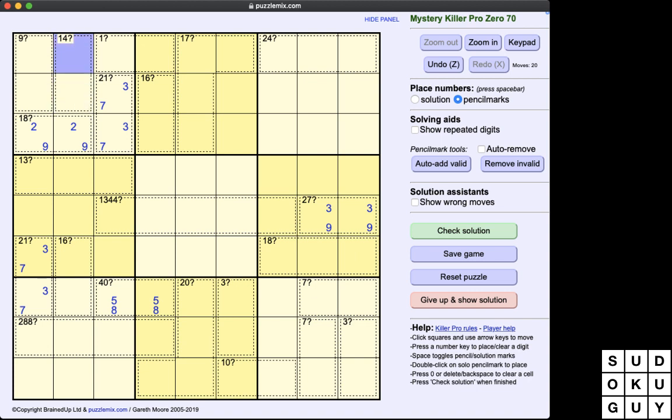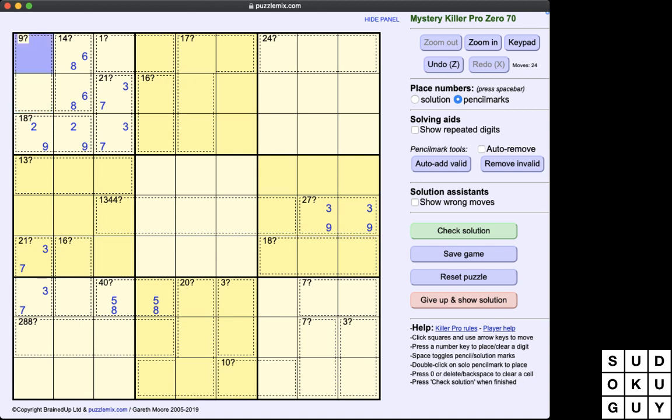Similarly, this 14, it could be multiplied 2 times 7, but we already have a 7 in this box. It's going to be in one of these two. So this can't be multiplied 2 times 7. So it's got to be added, which is either 5 plus 9 or 6 plus 8. Can't be 5 plus 9 because we already have a 9 accounted for, so this is 6 and 8. Whew.